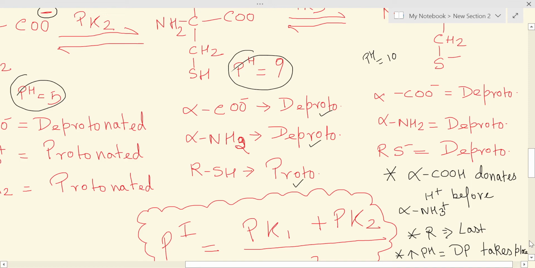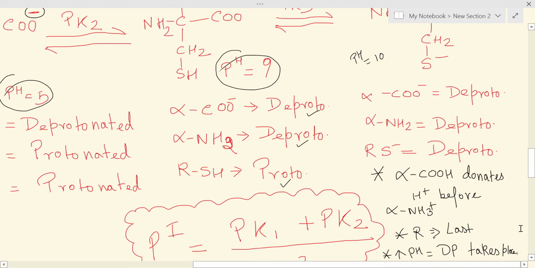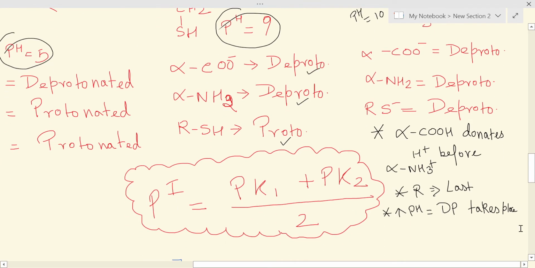So these two points are very crucial, and to calculate the pI value for cysteine, we will take pK1 and pK2 divided by 2, right? I hope this is clear.